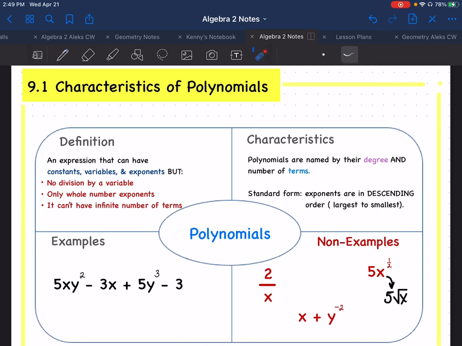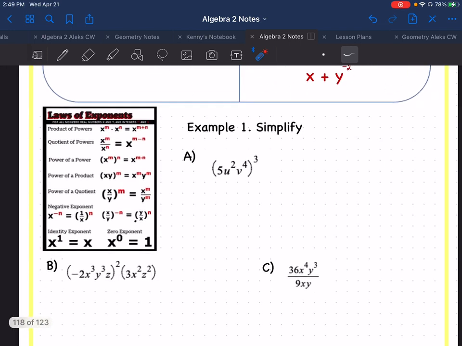And down here, the reason this one is not a polynomial is because, once again, I do not have a whole number for the exponent. I have a negative. Infinite number of terms would be like, say, there's a minus here and then it goes dot, dot, dot. And so it means that it's continuing on in a pattern forever. That would be infinite.